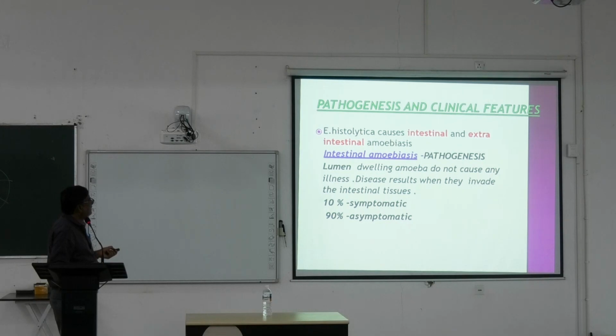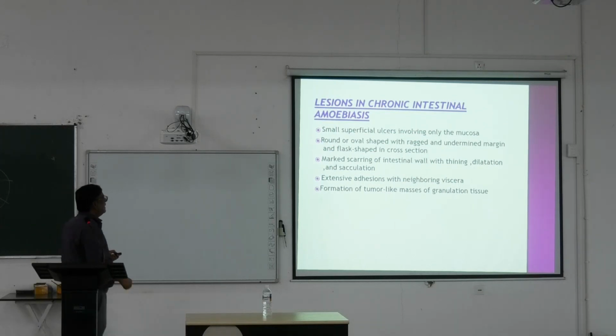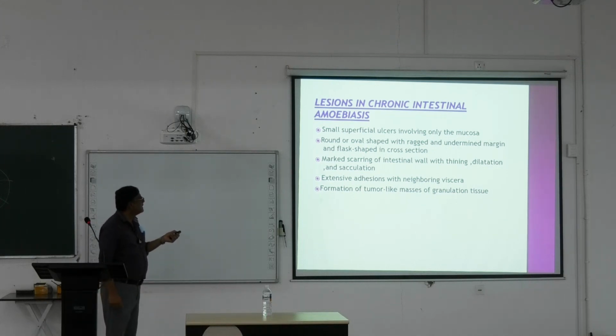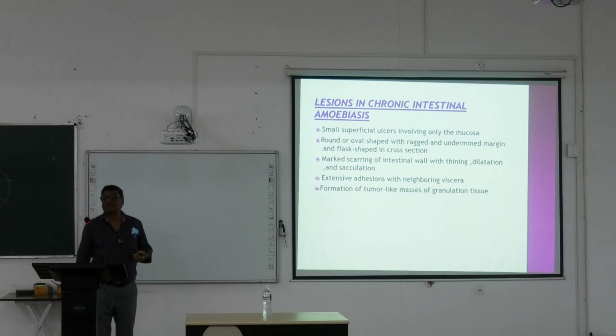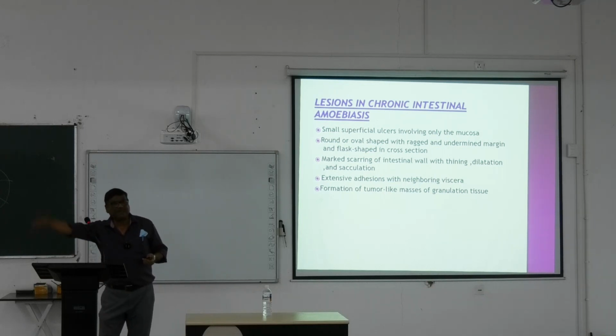Pathogenesis: the lumen-dwelling amoebae do not cause any illness, but disease results when they invade the intestinal tissue. 10% symptomatic and 90% asymptomatic. The small superficial ulcers involve only the mucosa, round or oval shaped with ragged undermined margin, and flask-shaped ulcer. This is classical for Entamoeba histolytica, flask-shaped ulcer with central necrosis. From the material, we will be able to identify the different types of cyst. But in case of hepatic abscess, it is trophozoite, trophozoite, and trophozoite.